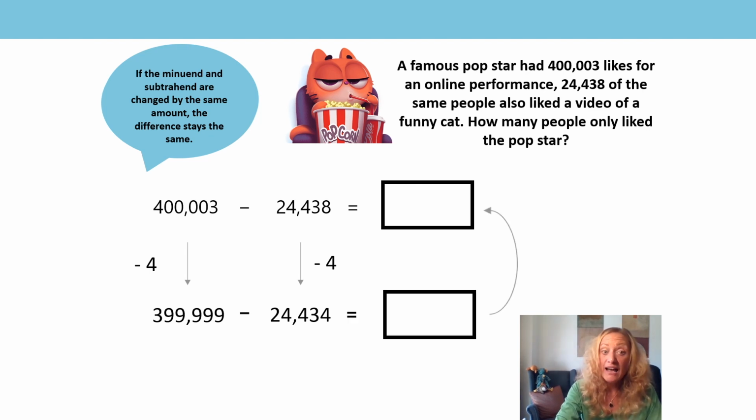24,434. And for both those calculations, the difference will be the same. I think it's going to be an awful lot easier, isn't it, to write 399,999 subtract 24,434 in a vertical method. And that's what I'd like us to do now.